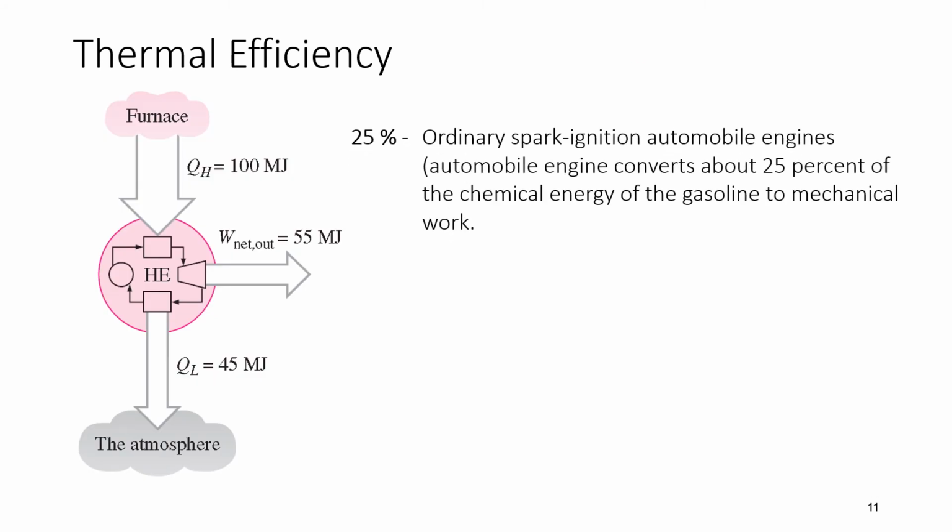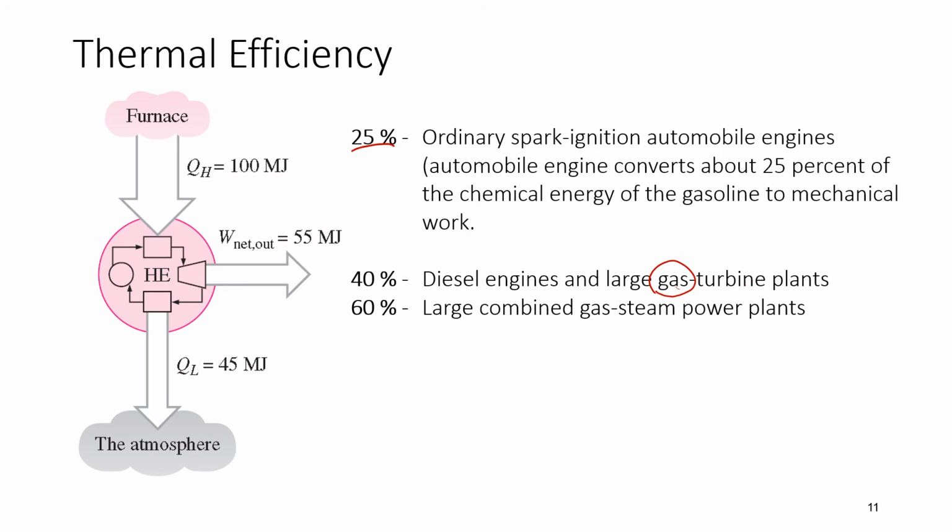Okay, let's look at some examples of what kind of values of efficiency we get from devices around us. An ordinary spark ignition automobile engine, your normal car engine, is 25% efficient. Not as high as you imagine, right? If it's a diesel engine, 40%. Large gas turbine plants also 40%. What is a gas turbine plant? It means the plant operates with gas as a working fluid. Just now we saw steam was a working fluid. A 60% efficiency if it's a large combined gas and steam power plant. The power plant is on a large scale and it combines gas and steam as the working fluid. This has a higher efficiency.